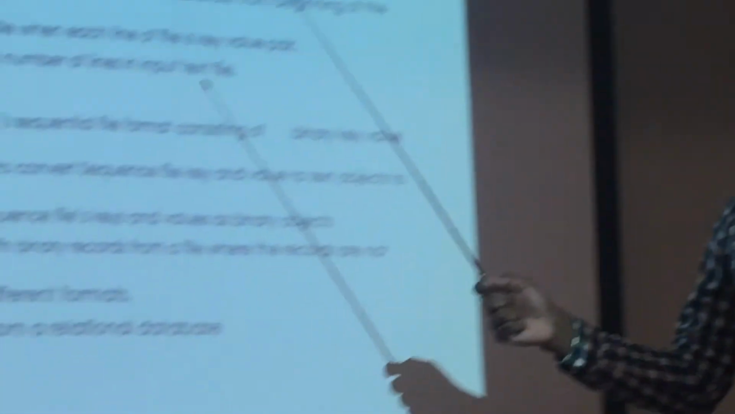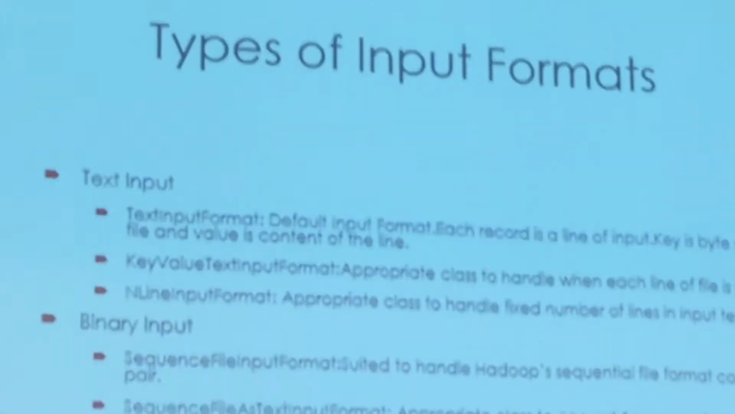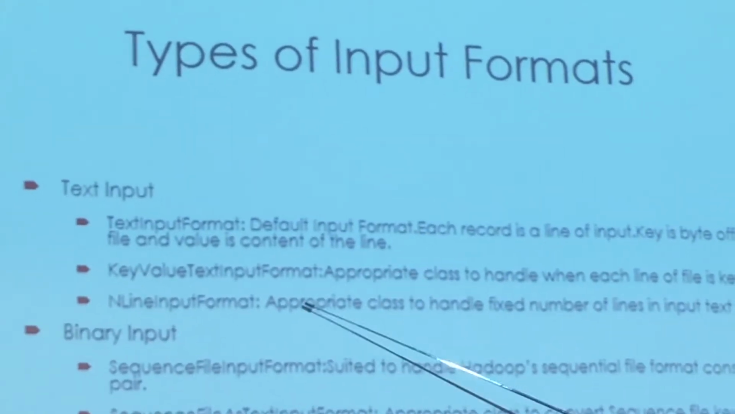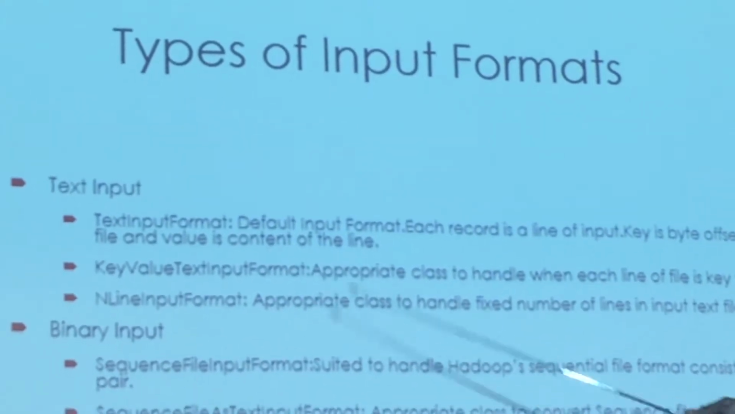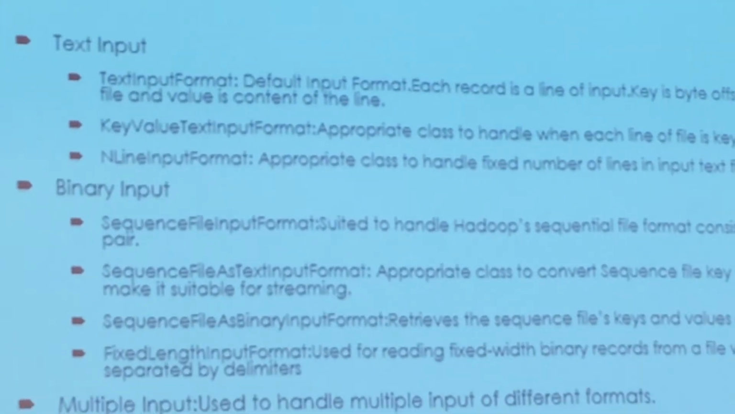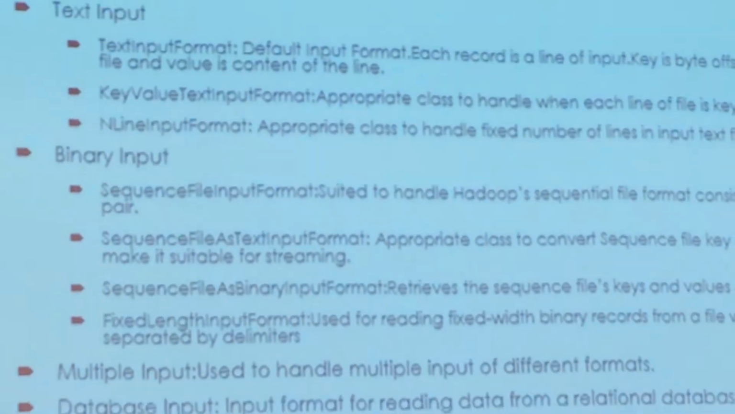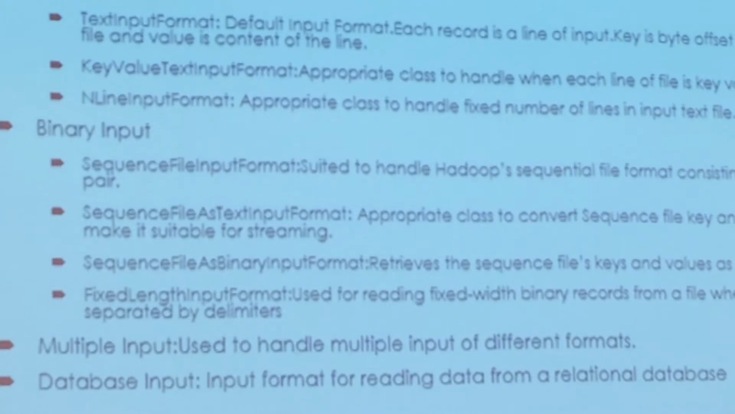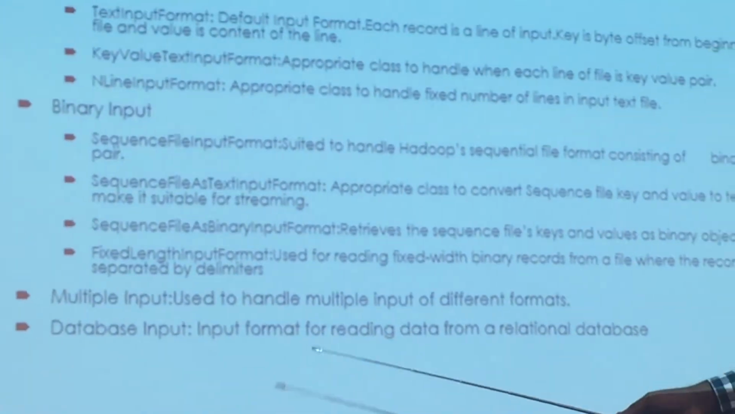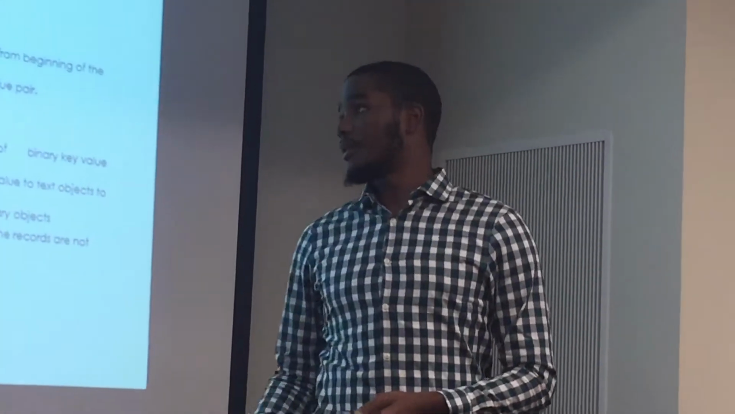Then these are some different types of input formats that you can specify. If you have text you want to MapReduce, you'll use one of these 3 different types of input formats. If you have binary input, you can use one of these forms. They also have inputs if you want to take data from multiple data sources that have different formats. And then you also have your database input, which takes data from a relational database into your Hadoop format.